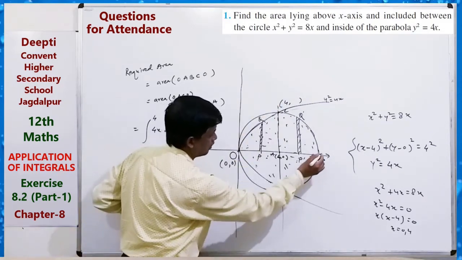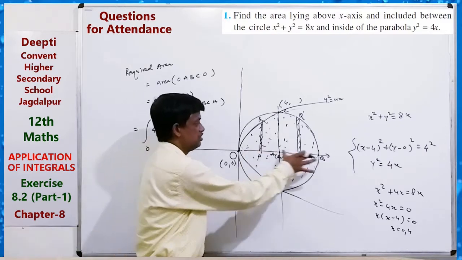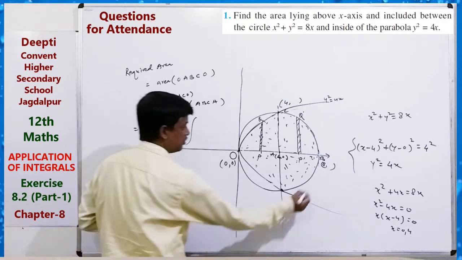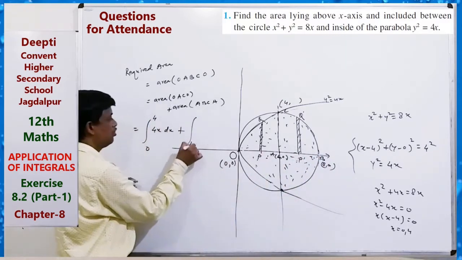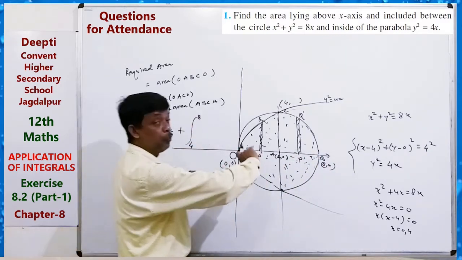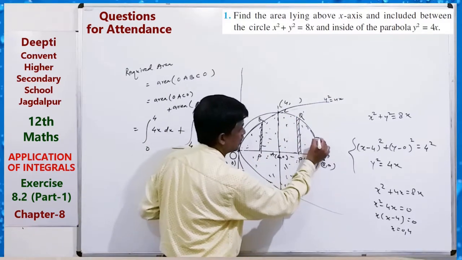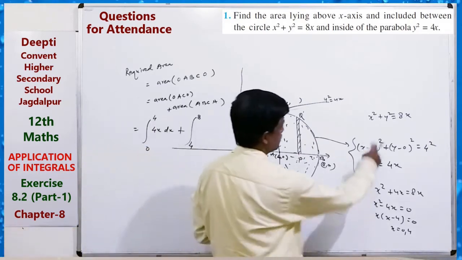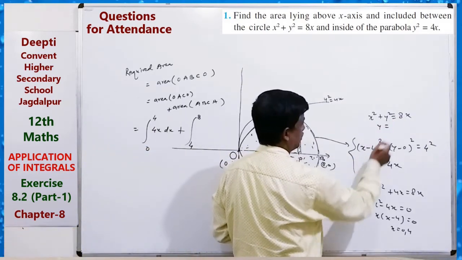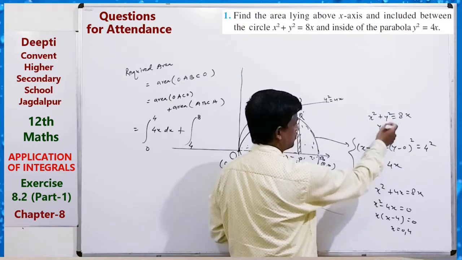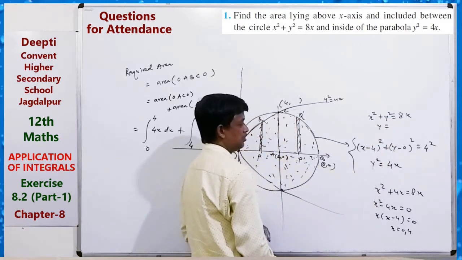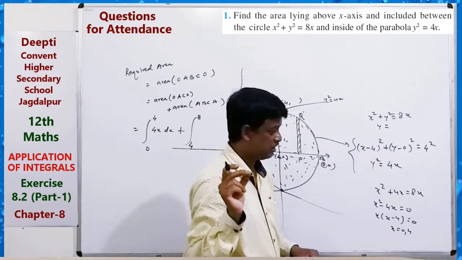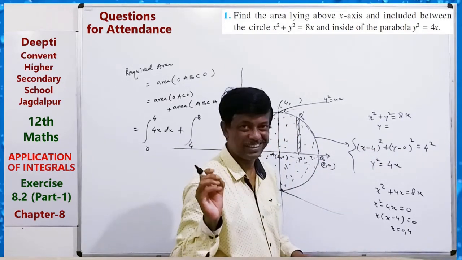The second part is from 4 to here, what? 8. This is 4, this is 8. Okay, so 4 to 8. And y is from the circle, this circle. The circle is this. Y equals to what? We can write like this from here, because we are writing the formula for direct integration.